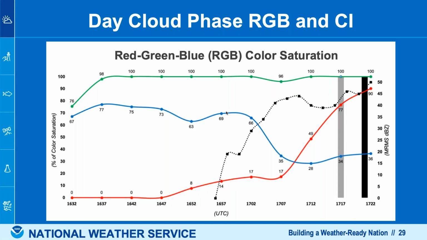Now, the light gray bar over to the right shows the time of the first in-cloud lightning, and then the black bar almost all the way to the right shows the time of the first CG. So we can see here that by carefully monitoring the day cloud phase and the MRMS minus 10C reflectivity in conjunction, it's possible to give decision makers 10 minutes or more lead time of potential lightning activity.